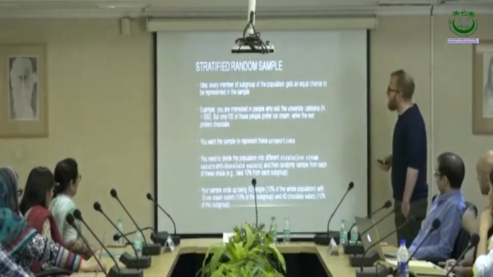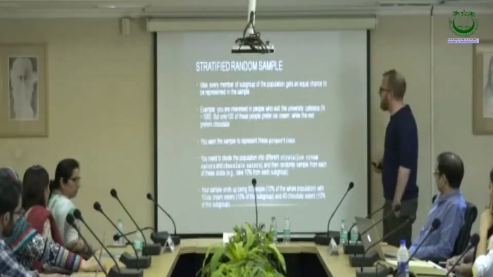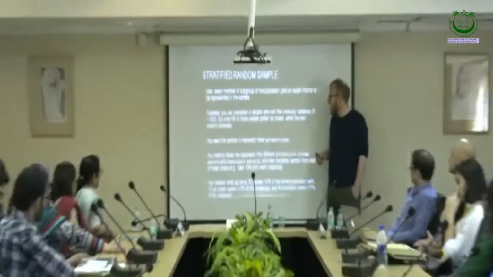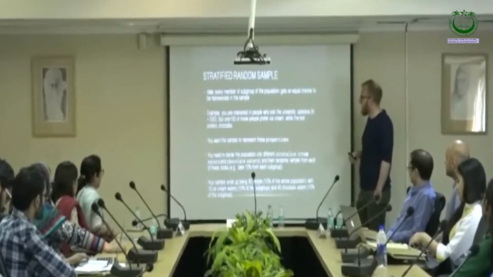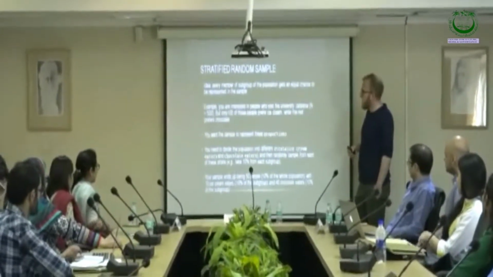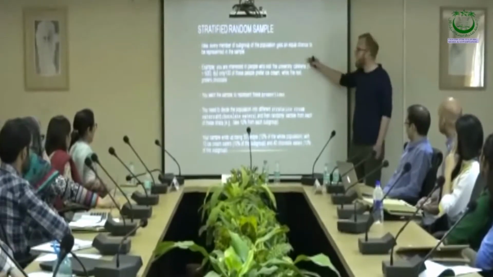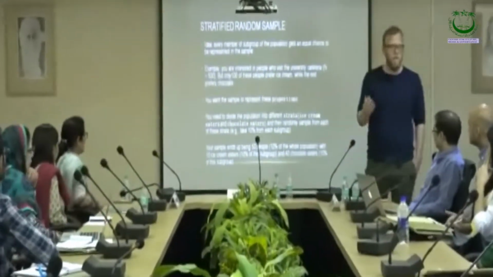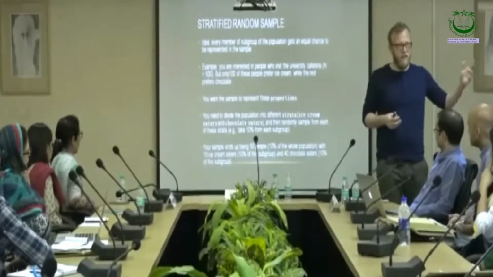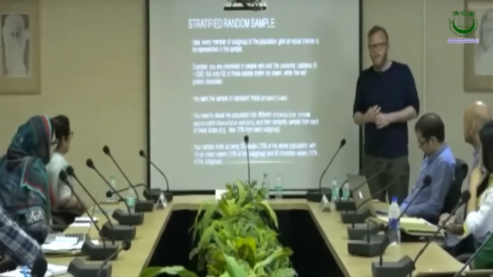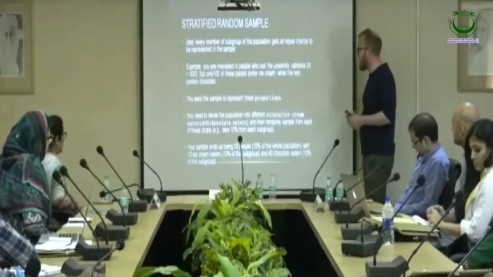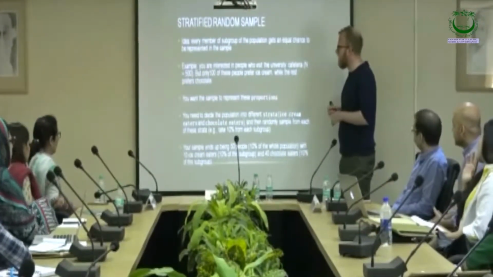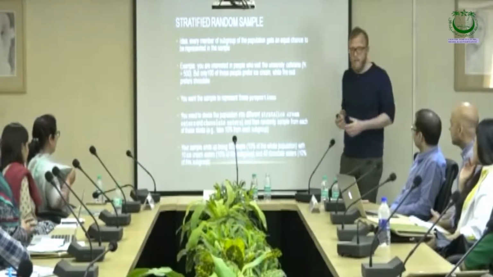In a stratified random sample, every member of a subgroup of the population gets an equal chance to be represented in the sample. Let's stick to this example. If you're interested in doing some research about people visiting the canteen, the cafeteria at the university, and you want to sample 50 students from those 500 that regularly go there, right?